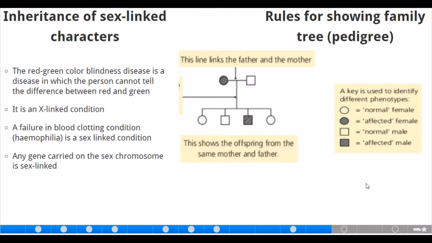Inheritance of sex-linked characters. The red-green color blindness disease is a disease in which the person cannot tell the difference between red and green. It is an X-linked condition. A failure in blood clotting condition, hemophilia, is a sex-linked condition. Any gene carried on the sex chromosome is sex-linked.